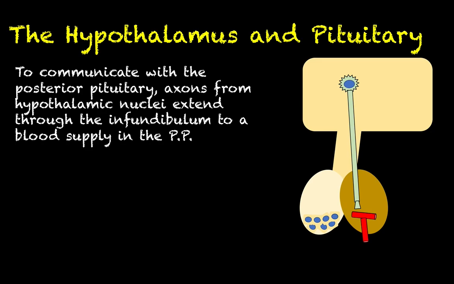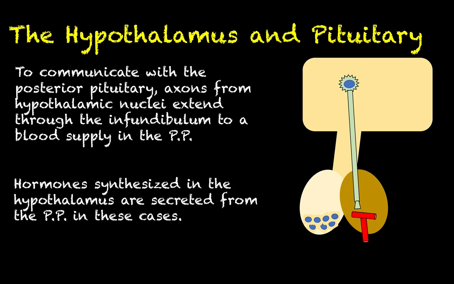So in order for this communication to occur, the neurons in the hypothalamus that are part of nuclei that deal with the posterior pituitary actually extend their axons all the way through the infundibulum, and then they secrete their neurohormones into a blood supply that is at the base of the posterior pituitary. So the implication here is that the posterior pituitary is not actually making its own hormones.